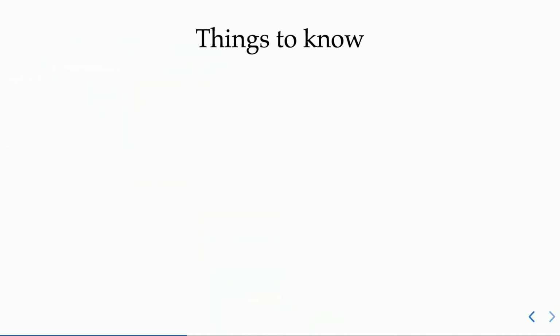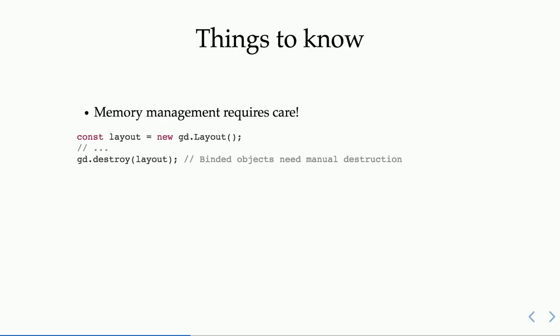So a few things to know, because it is not that simple, of course. First, memory management requires care. Why? Because we are using C++, no garbage collector. So when you're creating something, you have to destroy it. It's not complicated at all. You just call gd.destroy or your module.destroy, but you have to remember to do it. Otherwise, you're leaking memory. You're leaking memory in the WebAssembly world.